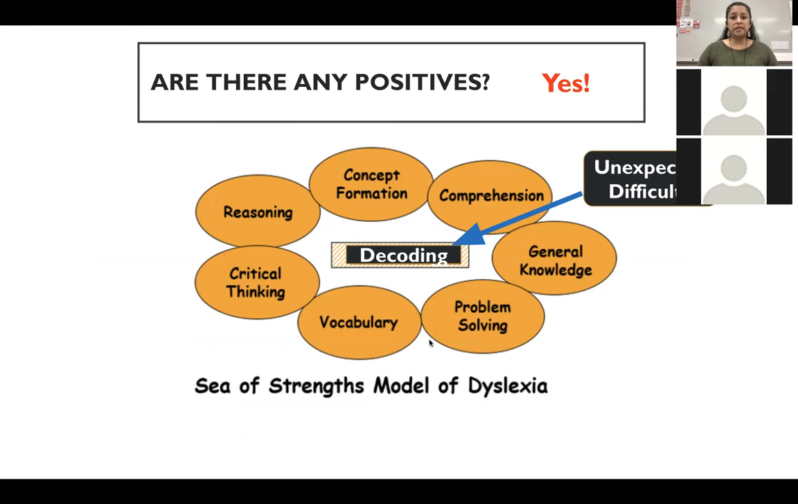There are positives with dyslexia. Their only problem is the unexpected difficulty, the decoding. They have great vocabulary and problem solving. They're very creative, with good comprehension, and so forth. If you can see on these, these are the positives, and they just have this issue. That is the unexpected difficulty.